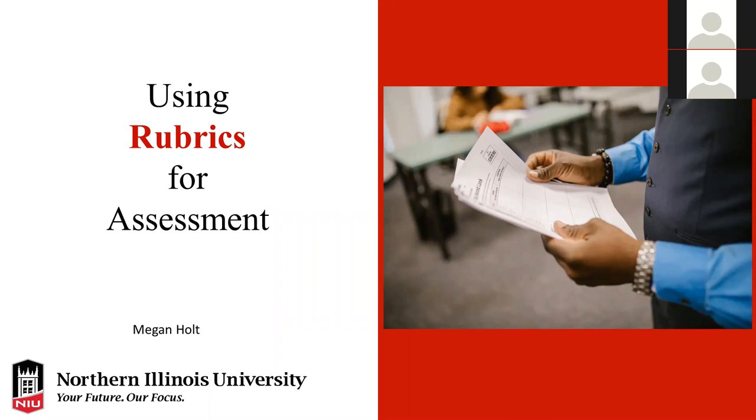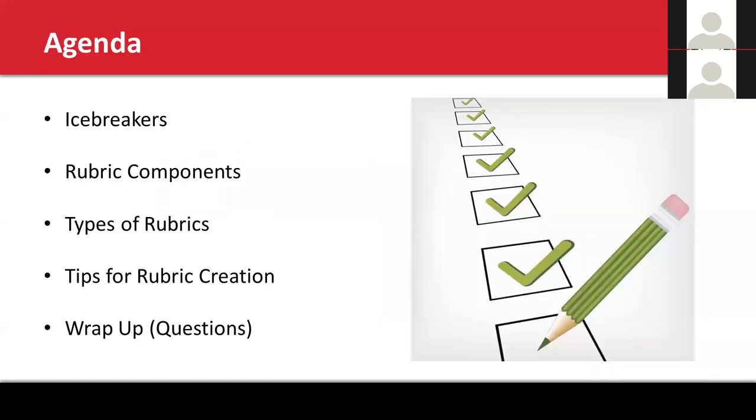I thought we'd maybe just get started with a couple of icebreakers today. But first, just to let you know about our agenda, after the icebreakers, we're going to jump straight into the different components of the rubrics. We're going to take a look at how we can customize these for everybody's needs, because we have different fields that we're in, different types of projects. And so there's a lot of different ways that you can design a rubric just to meet your individual teaching needs. We're going to look at the different types of rubrics that are available. And then we have some specific tips available for you for rubric creation.